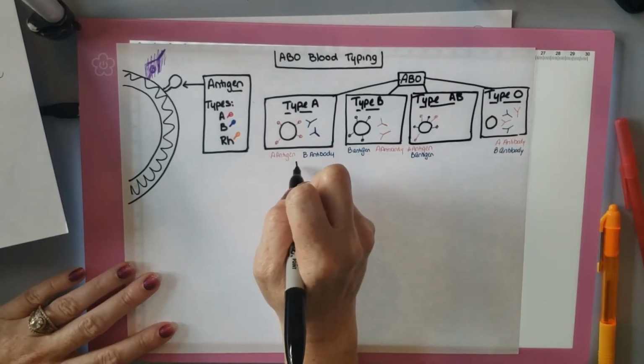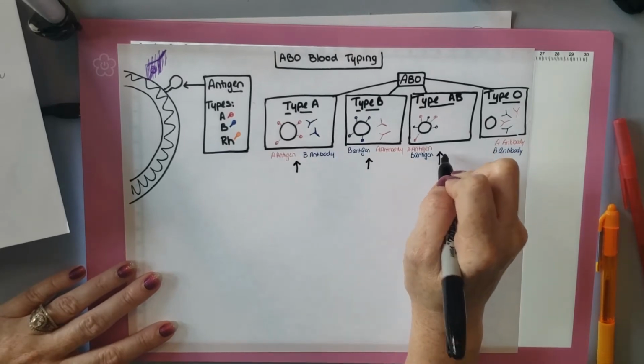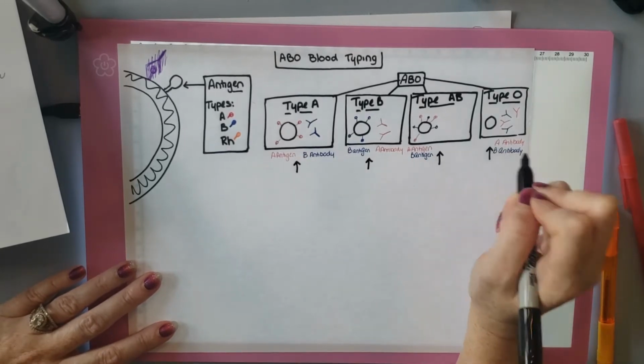So what can we give type A? What can we give type B? What can we give type AB? And what can we give type O?